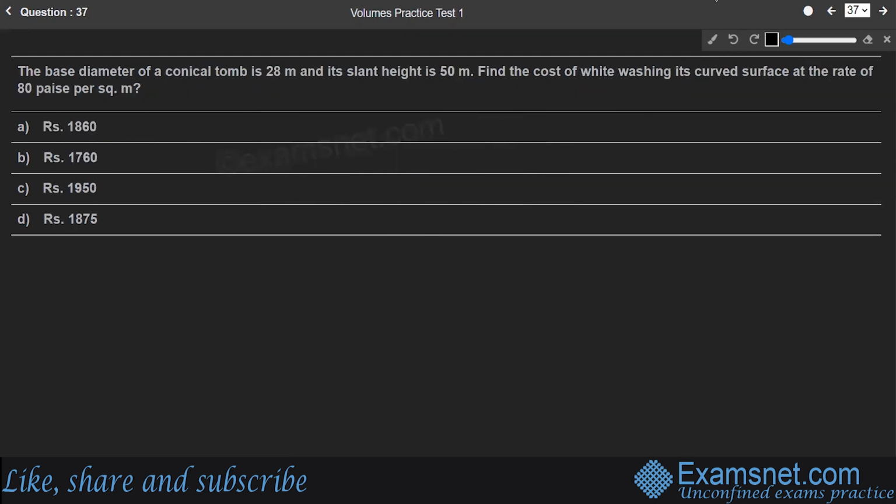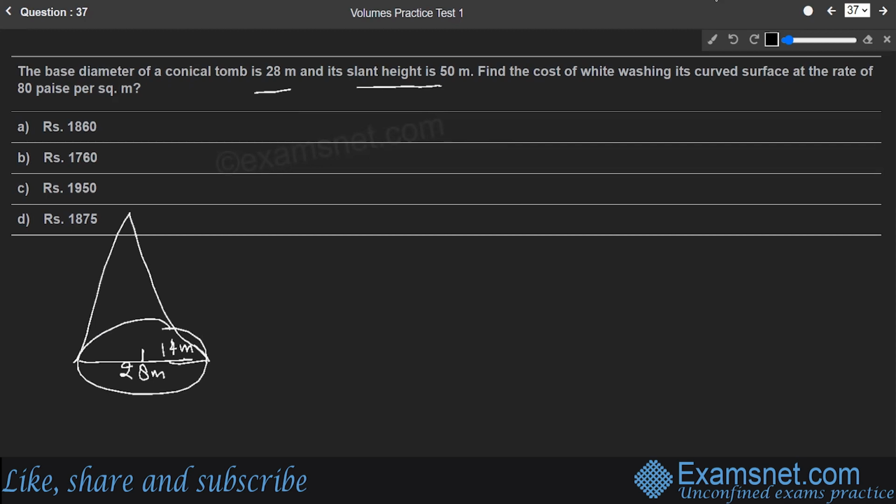Now he says the base diameter of a conical tomb is 28 meter and its slant height is 50 meter. Okay, so a conical tomb always has a base in the shape of a circle. So the diameter of that particular base is given as 28 meter. That means the radius will be simply 14 meter, and this is how the cone will go. And the slant height of this particular cone is given as 50 meter.